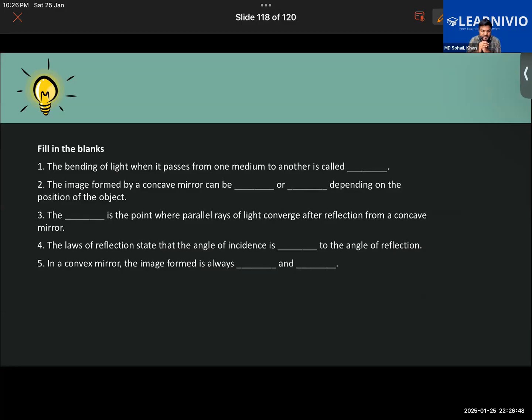The bending of light when it passes from one medium to another is basically refraction. Refraction. Good. Next, the image formed by a concave mirror can be virtual or real, depending on the position of the object. Skip the third question, answer the fourth question. It's quite simple. It is always equal.